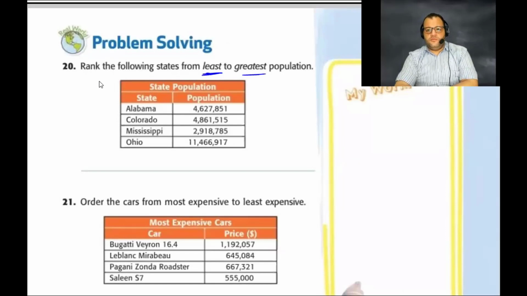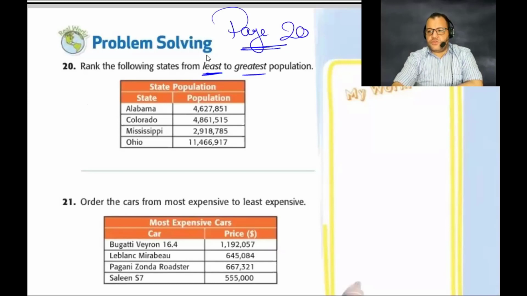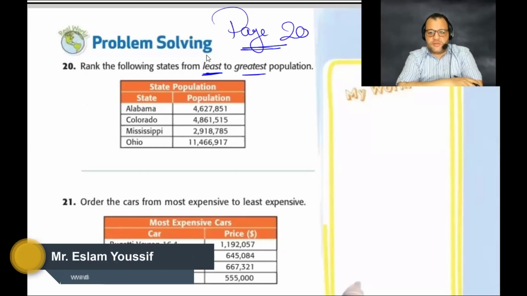Mister, I need page 19. I didn't finish. I will send you the video. You can complete solving, and I will send the worksheet. So you can continue solving instead of wasting time. Or if we have enough time, I will go back to page 19. Now we are in page 20. Can you solve this question with me, please? We need to arrange from the least to the greatest.